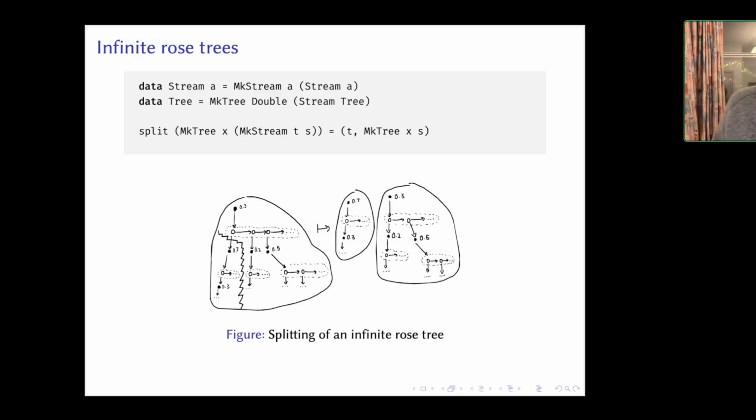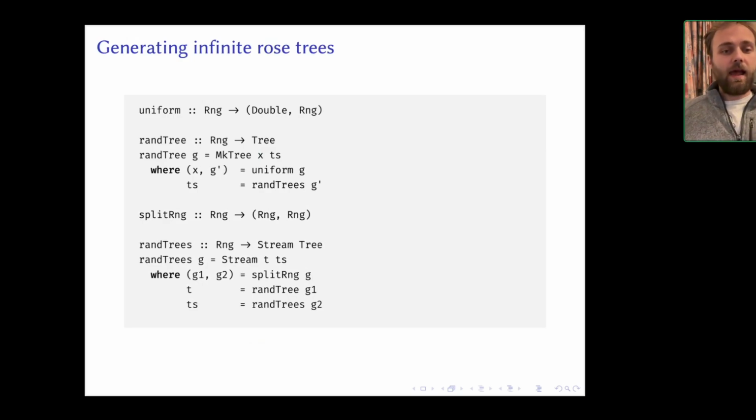So how does this work? This tree is a thing called an infinite rose tree. Basically, an infinite rose tree consists of a double and a stream of infinite rose trees. And a stream of infinite rose trees is just the classic cons list without the nil case. And this is what it looks like to split. You can cut off the first thing in the stream and return that as one tree, and then take the double from the tree and add it to the rest of the stream to make a new tree.